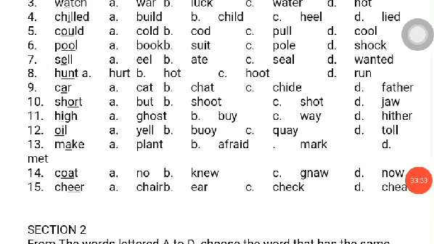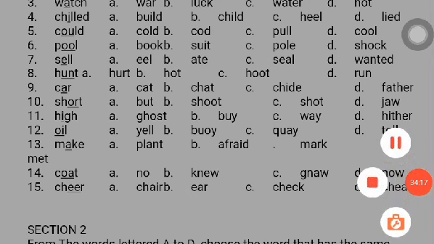So let's go back to our questions. So now we are on number 9, and the word we have here is car. The underlined letters are the letters A and R. So the options are A, C-A-T, B, C-H-A-T, C, C-H-I-D-E, and D, F-A-T-H-E-R. So we are going to move straight to the answer board to see what it says.